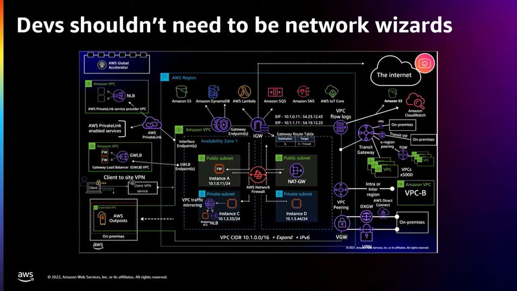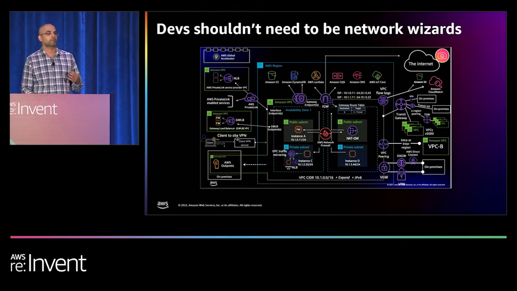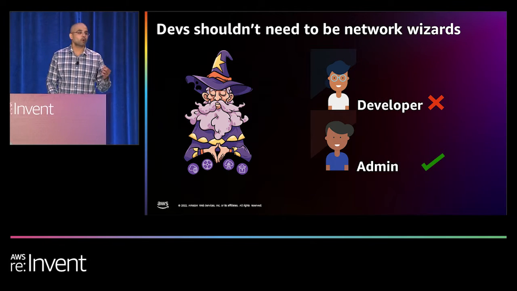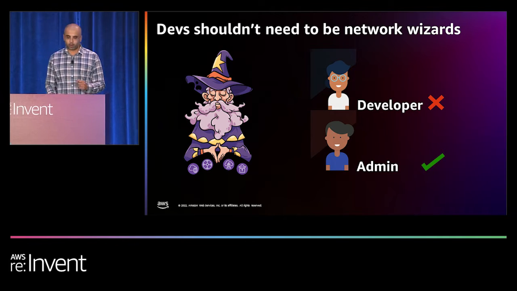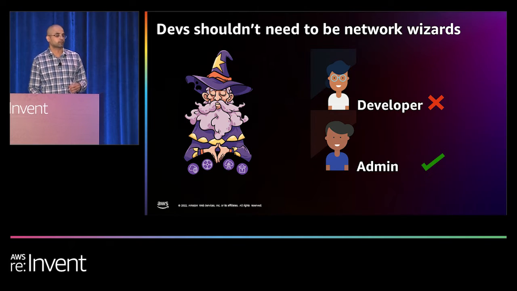Now, within EC2 and within VPC, we have a number of solutions for connectivity that you can use for various use cases. But staying current with the latest and greatest requires one to become a networking wizard. However, we don't want our developers to be networking wizards. We want them to iterate fast on their business logic. At the same time, we want to empower our admins to enforce the security posture as well as the audit controls that they need in order to be successful with their environment.